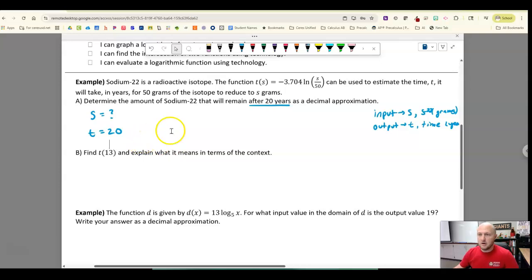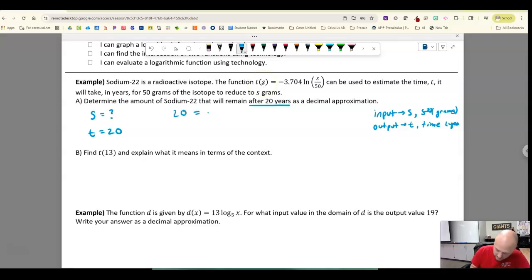So when we look at our equation up here, I don't know what S is. I need to solve for the input. And they give me the output, T equals 20. So my output is 20. So I'm going to rewrite this equation. They want me to solve when is 20 equal to negative 3.704 natural log of S over 50. Okay, and so here's where graphing technology comes into play.